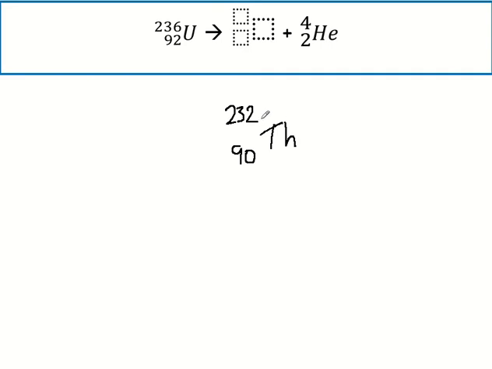So give yourself a mark for each of those. If you got the 232, 1 mark, 90, 1 mark, and the element symbol is your third and final mark. Add it up and give yourself a score out of 3 for that one.